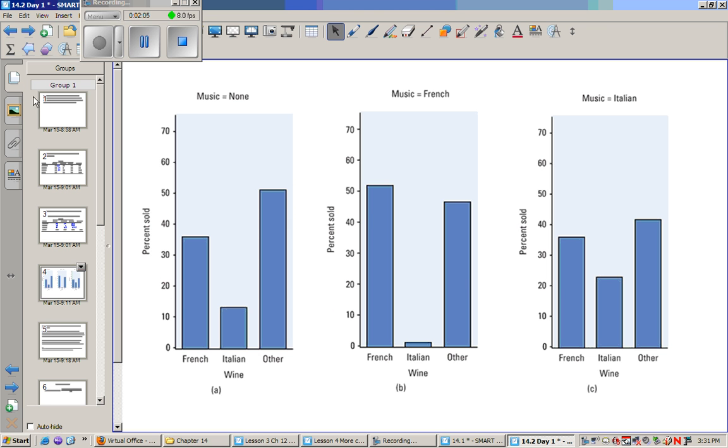If we put these in graphs, we can look at the graphs and see if we can see any major differences right away. So when they played no music, it looks like other wine was the top seller, and French and Italian wine were a little bit lower. When they played French music, almost nobody bought Italian, so it was just French or other, and French wine sold much more. When they played Italian music, Italian wines went up, and these two went down. But Italian music definitely didn't go up more than the other two, or it didn't sell as much as the other two.